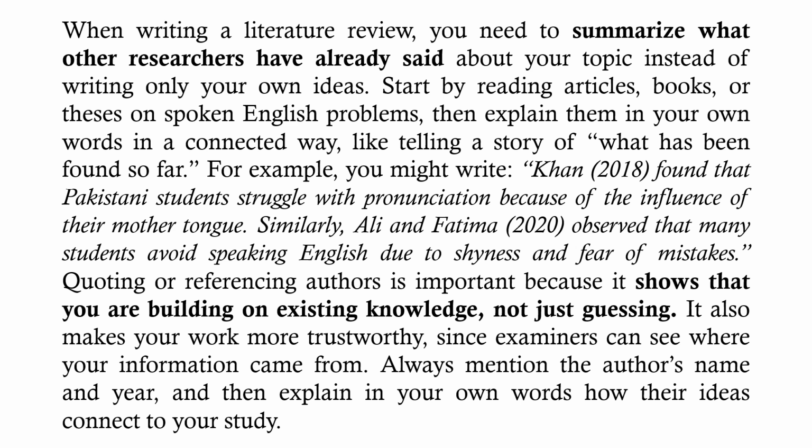Now, note, in the first instance, we have one writer, Khan. It can be Aslam Khan, but in research, we use the surname, the second name, that is Khan. And 2018 suggests that he published his study in 2018, or he conducted his research in 2018. Ali and Fatma could be second names of two other people. Two researchers are here who worked in 2020 and they observed something. So this is how we give a citation.